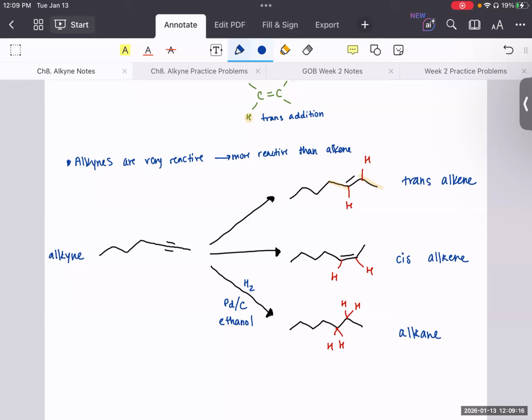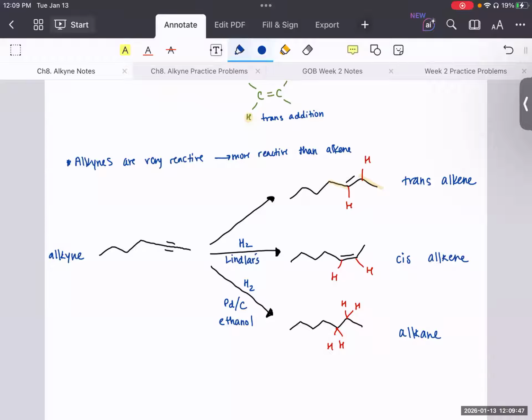Next, we can talk about the cis alkene. As a reminder, this reagent here, the H2 on palladium or palladium on carbon, involves the cis addition of the two hydrogens. We can use the same or close to the same reagent, hydrogen gas, but instead of palladium on carbon, we use something called Lindlar's catalyst, which is a little bit less reactive than the palladium on carbon.